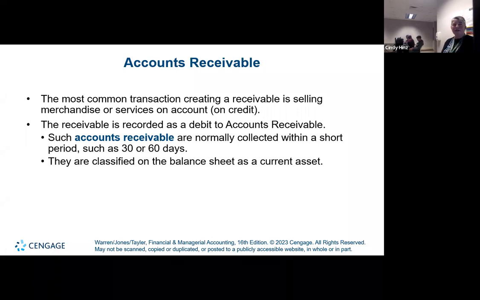Again, we've talked about credit terms already. So the concept of agreeing that your customer can pay sometime down the road should be familiar to you. We know that accounts receivable are typically going to be collected within a month or two. And so that makes them a current asset as well as a financial asset that would be included in that quick ratio or acid test.